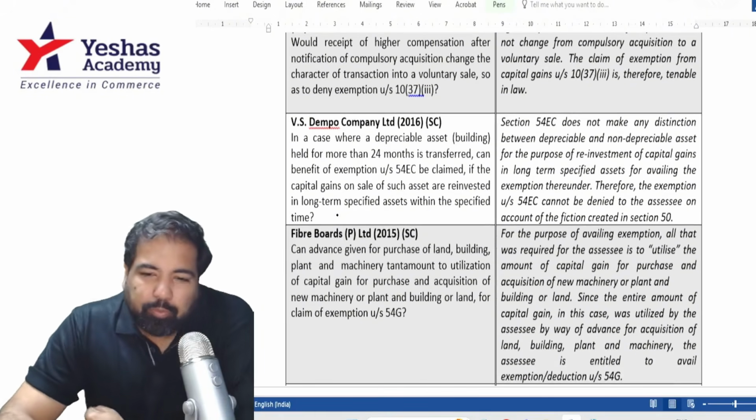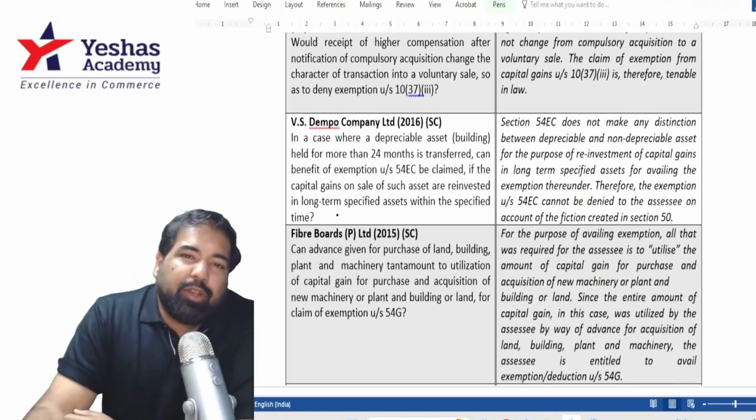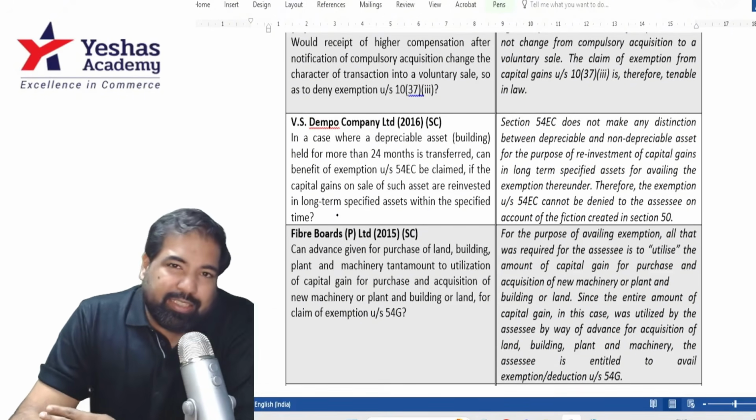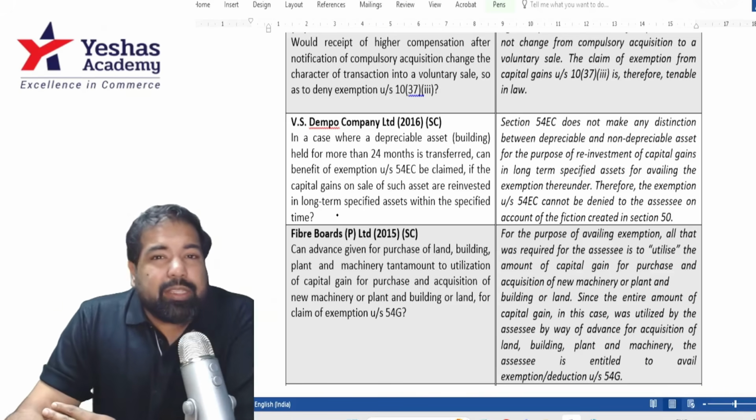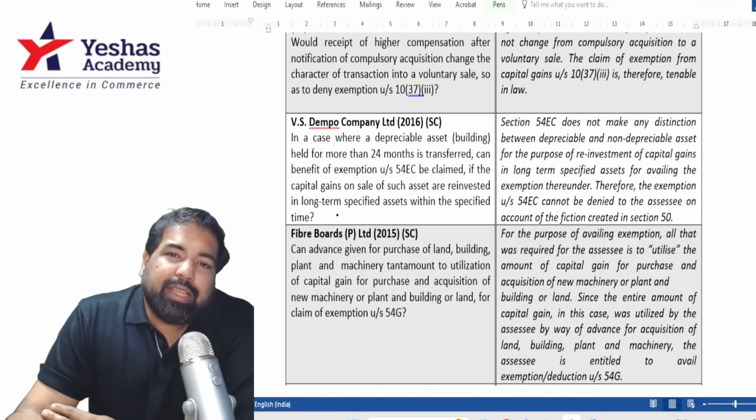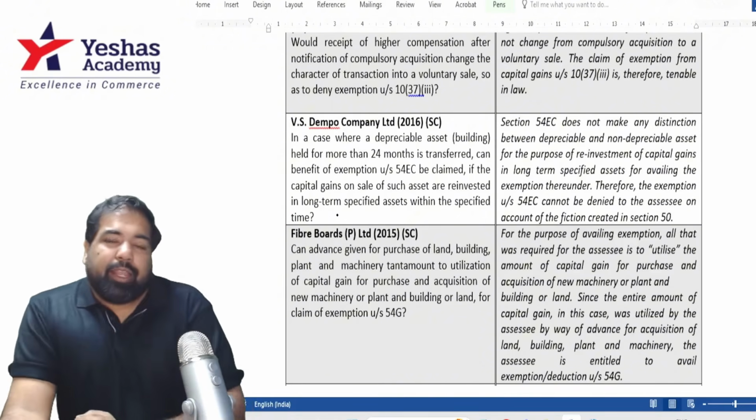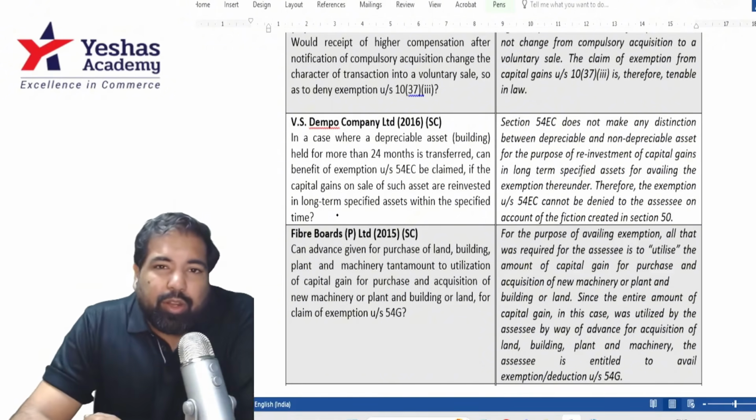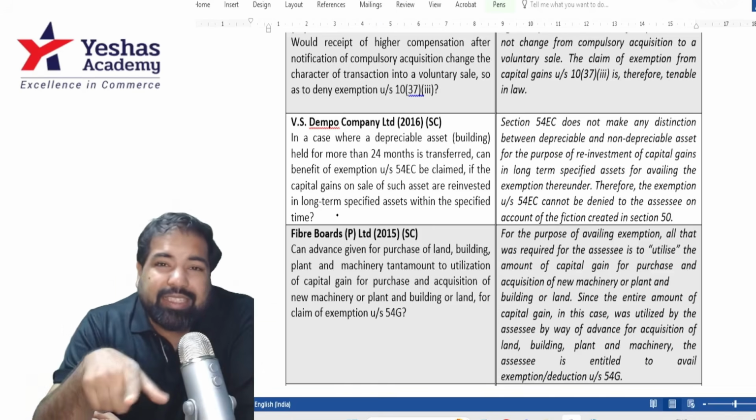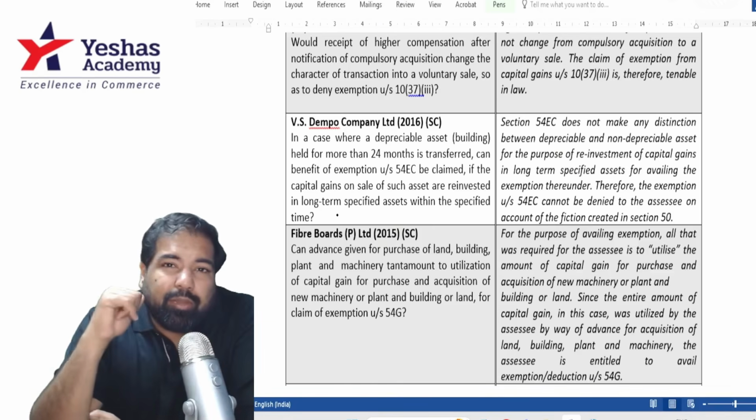Next, Dempo. Very interesting case law. An asset was held for more than 2 years. Is it a long-term capital asset? Yes, but it was a depreciable asset. So if you remember PGBP, guys, if you sell a depreciable asset, then the gain is always considered a short-term capital gain. Now, when he sold this asset, he wanted to invest in bonds and save that money under Section 54EC. But 54EC says that what you can invest is only a long-term capital asset.